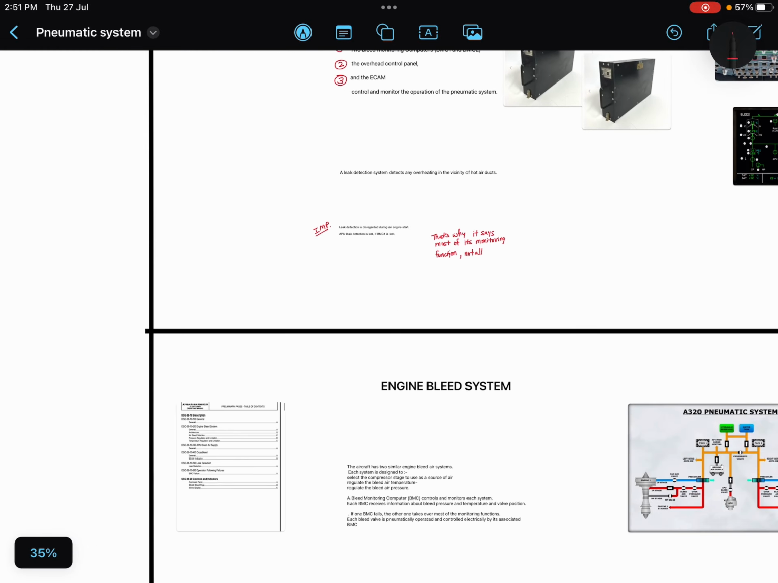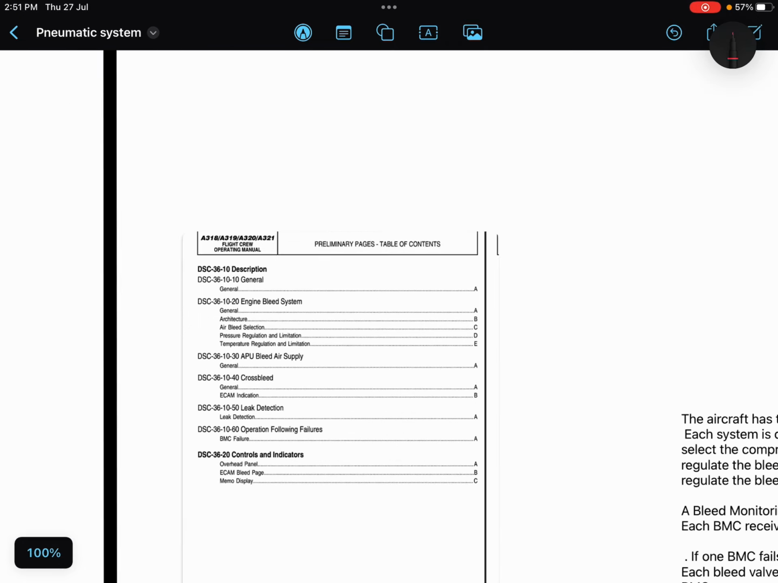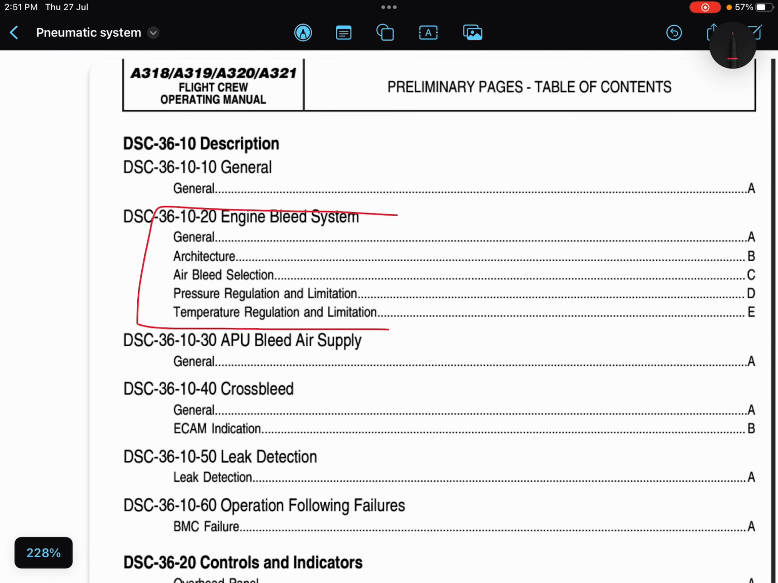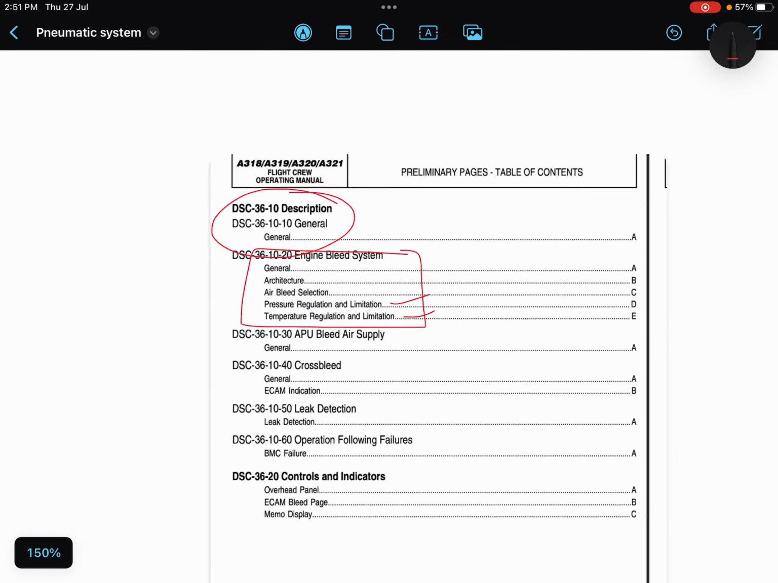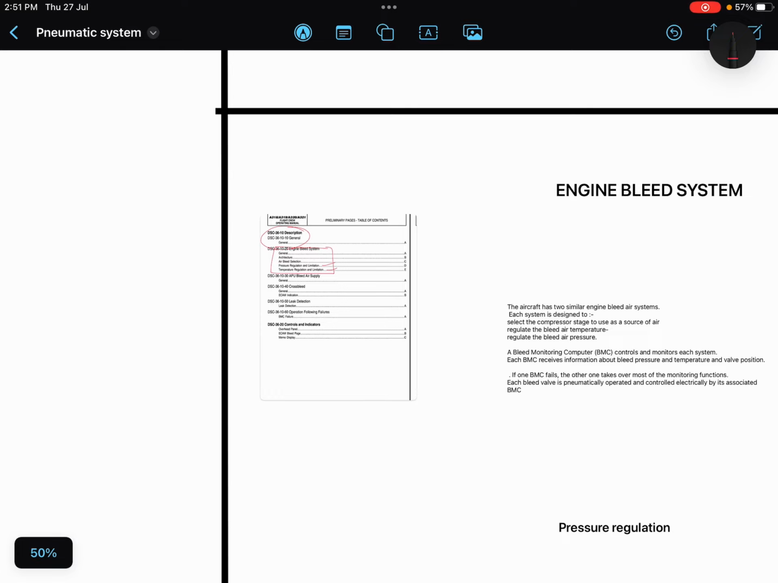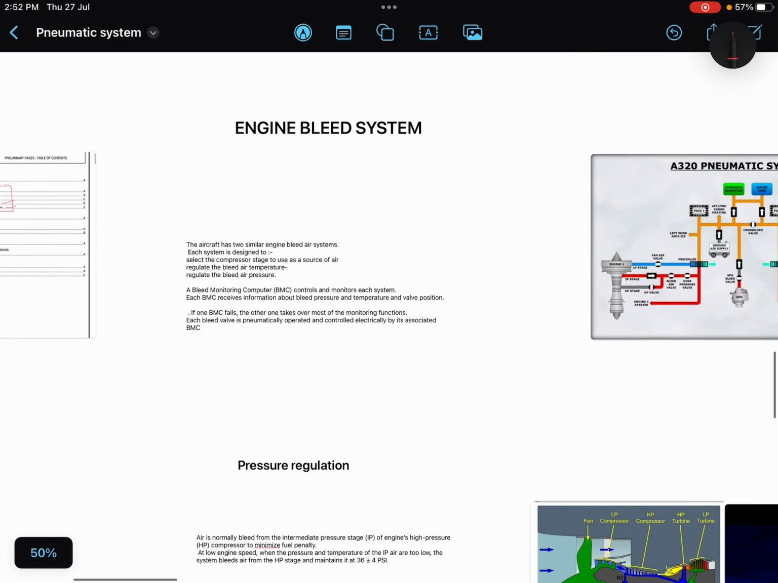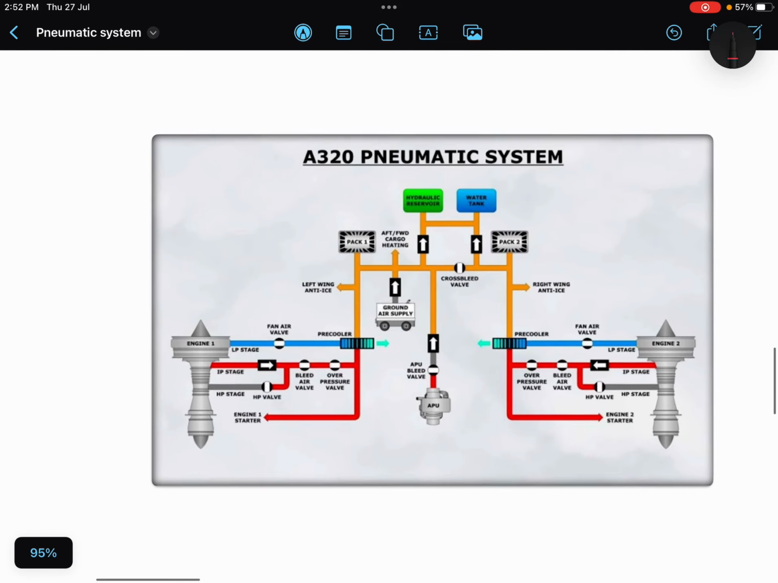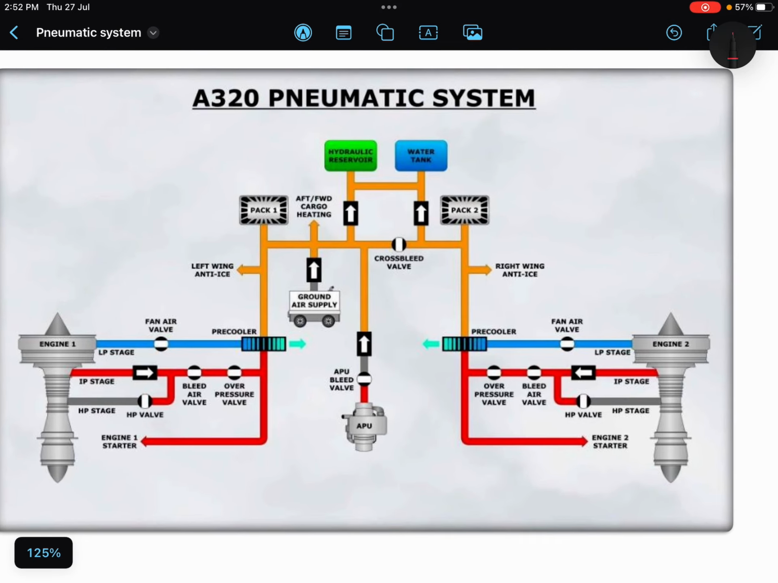Now comes the engine bleed system. How engines are used to take bleed and supply further. In this we will talk about pressure, temperature, regulation. We have covered the general description. Now this aircraft has two similar engine bleed air systems. Both are similar, identical. Each system is designed to select its compressor stage between IP and HP of the high pressure compressor.